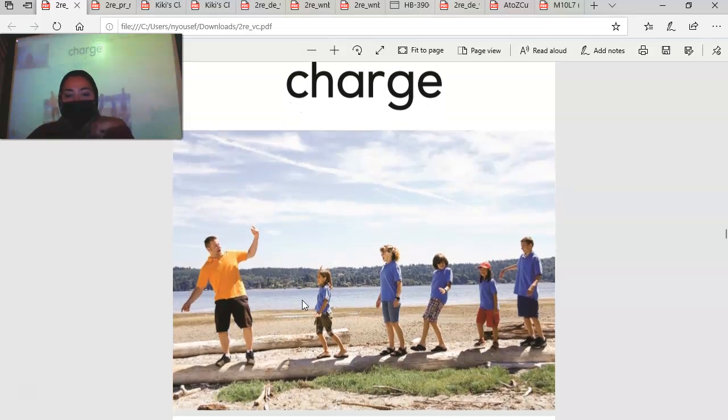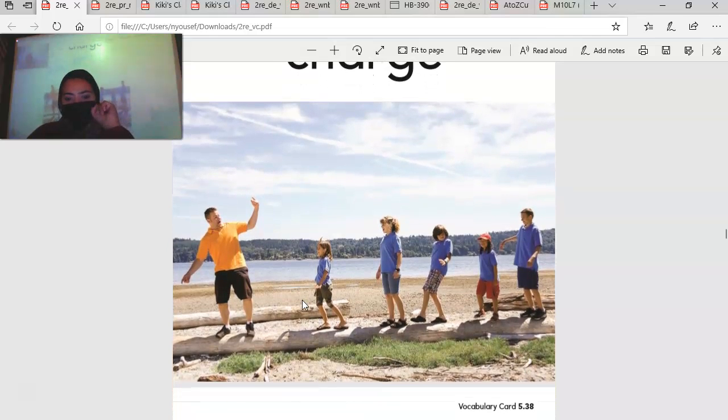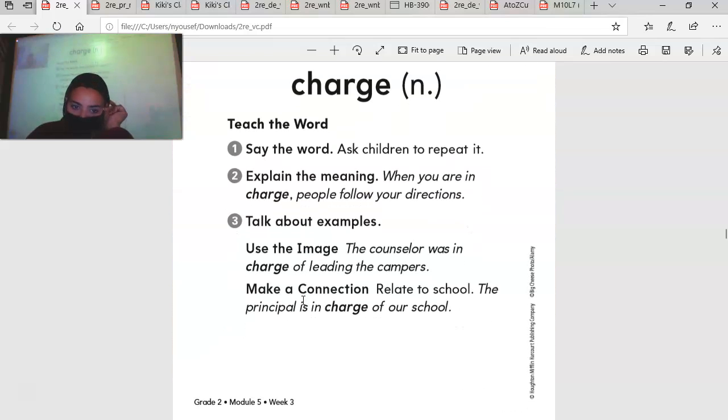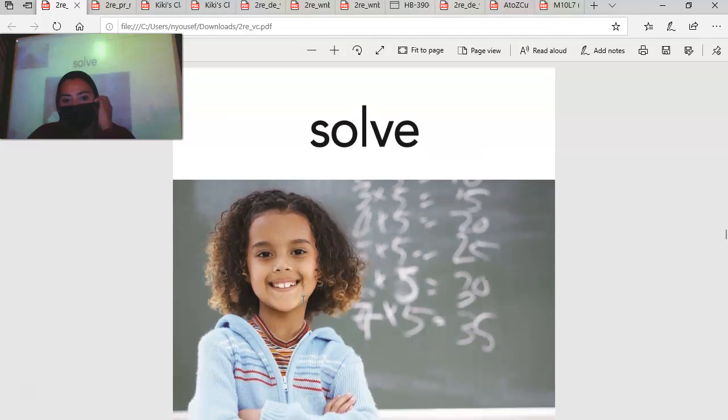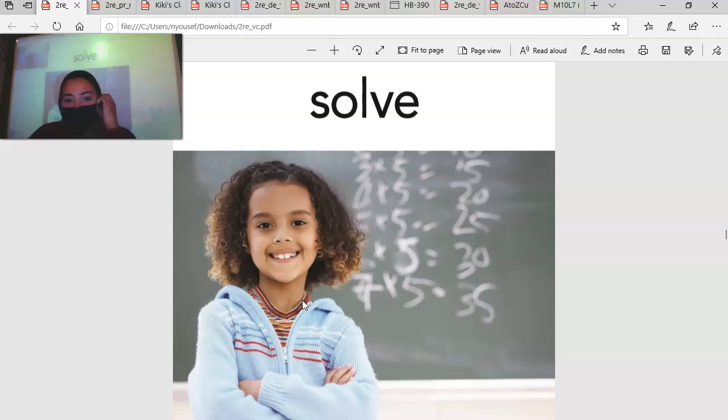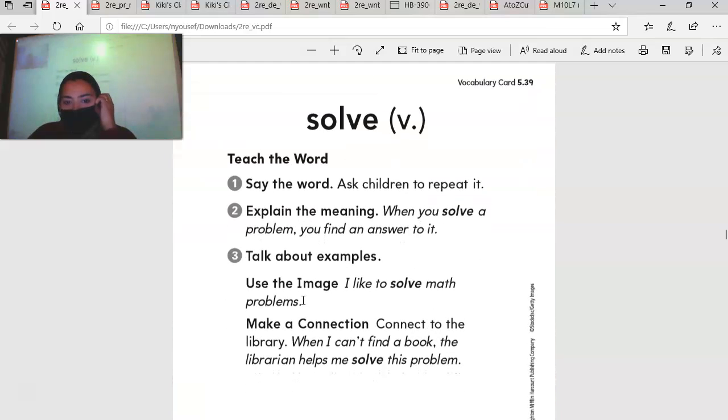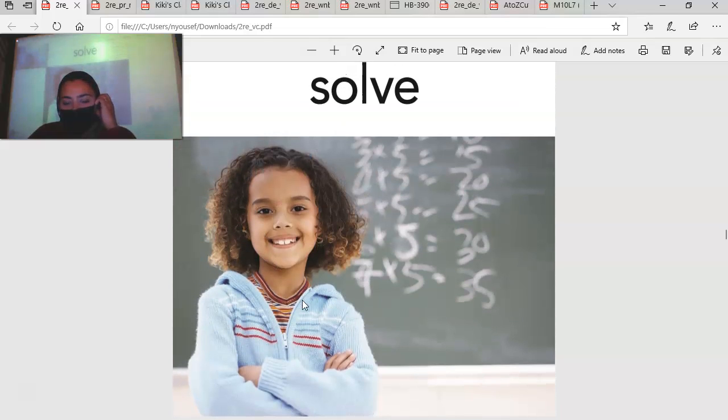All right, charge. It looks like the kids are following along with the adult. When you are in charge, people follow your directions. Who's in charge? Are you in charge? Following directions. Okay. Solve. You guys know what solve means, right? I always told you solve the problem. When you solve a problem, you find an answer to it. So in math, you find the answer to the problem by solving it.